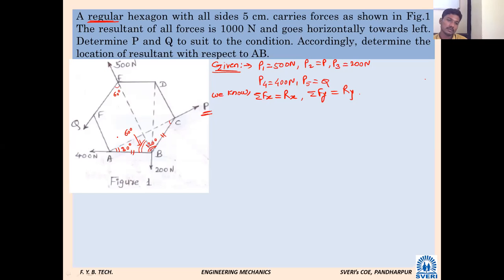Apply the logic. I will give one hint. This angle you know is 30. How much is this one? 120. This one is also 30 with vertical. So it will be 60. Okay, 30 with vertical. What will be with horizontal? 60.